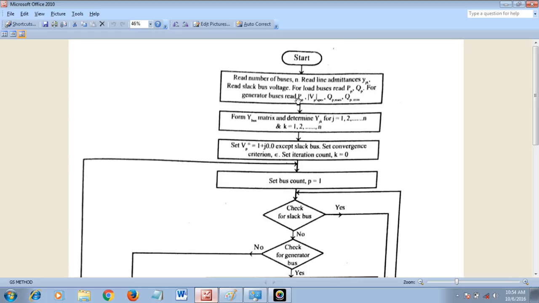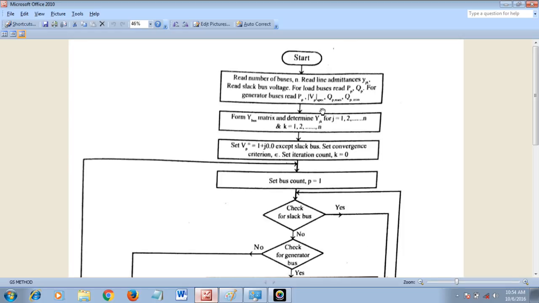In the generator buses we have to find the actual P and the voltage specification, and the reactive power maximum and reactive power minimum. Here there are 2 limits of the reactive power, that is, the range within which the reactive power limit exists in the power system. So we have to read all these parameters. After starting, you have to read the number of buses, line admittances, slack bus voltage, load buses and generator buses.